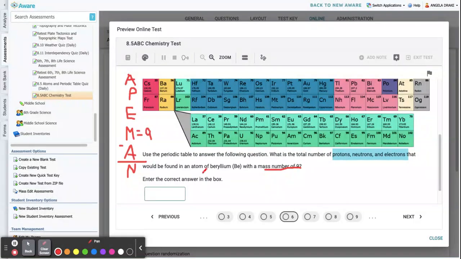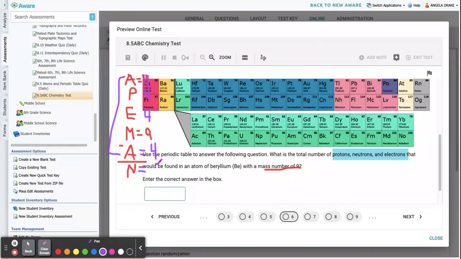And I'm going to go to the periodic table and find beryllium and see that it has an atomic number of 4. So my protons are 4. My electrons are 4. I'm going to take this A down here. So that's going to be 4. So I'm going to do 9 minus 4, which is 5.